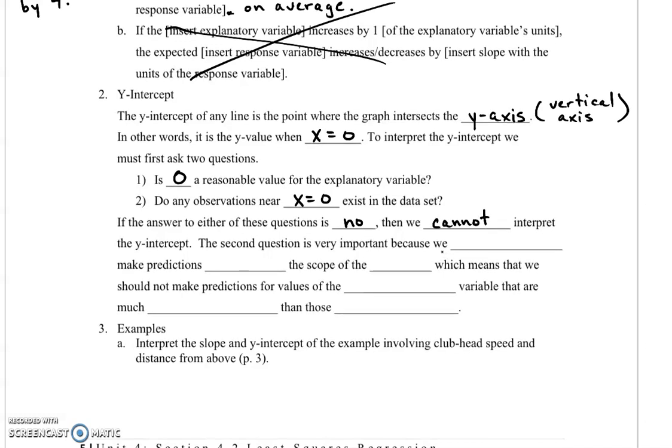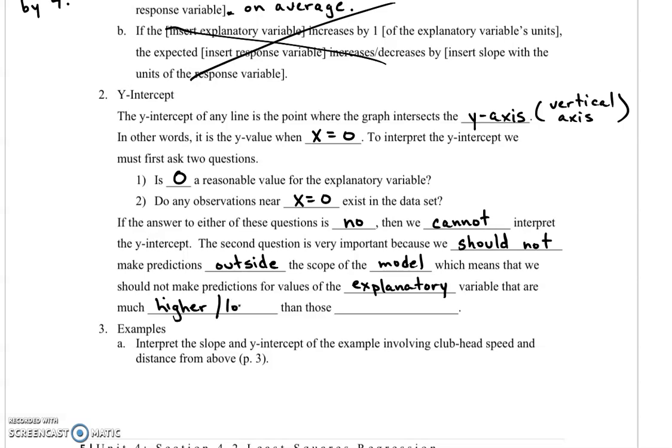The second question is very important because we should never make predictions outside the scope of the model, which in this case means that we should not make predictions for values of the explanatory variable that are much higher or lower than those that were observed in the actual data.